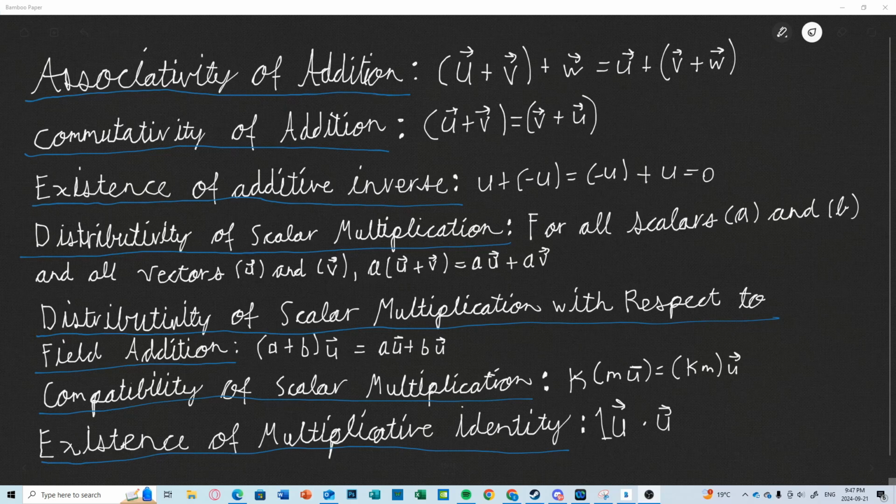And finally, the existence of multiplicative identity, where you have 1 multiplied by your vector, which just gives you your vector back.